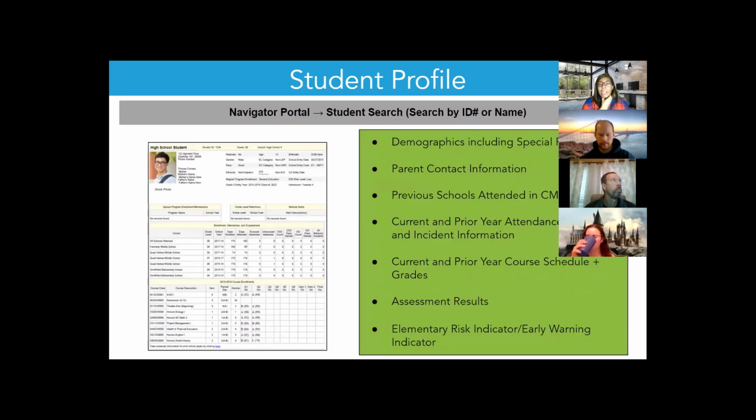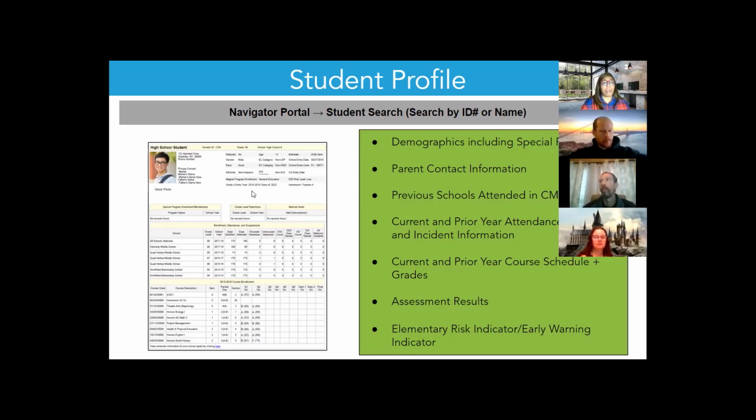And so you're going to get demographic information, parent contact information, previous schools attended, right? So has the student been transient? Have they been pretty stable at the same schools? Current and prior year attendance and incident information, current and prior year course schedules and grades, assessment results, and then you're going to get their risk indicators. All right, so elementary risk indicators for elementary school, or early warning indicator for middle school and high school.